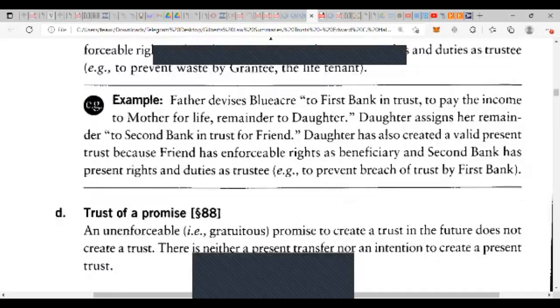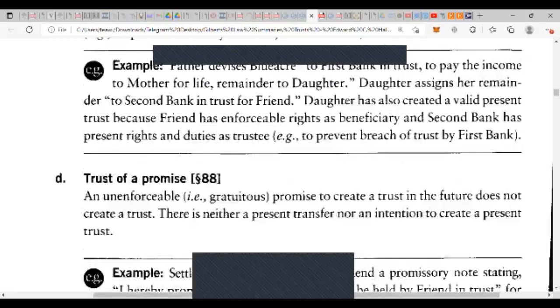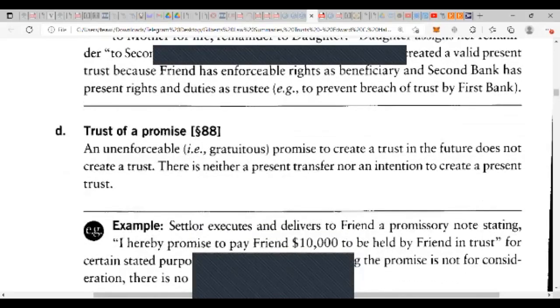Example, father devises Blue Acre, quote, to First Bank in trust to pay the income to mother for her life, remainder to daughter. Daughter assigns her remainder to Second Bank in trust for friend. Daughter has also created a valid present trust because friend has enforceable rights as beneficiary and Second Bank has present rights and duties as trustee to prevent breach of trust by First Bank. This is good stuff. This is definitely good stuff.